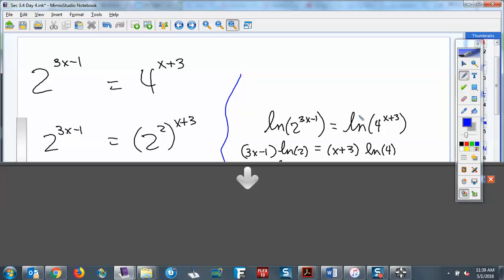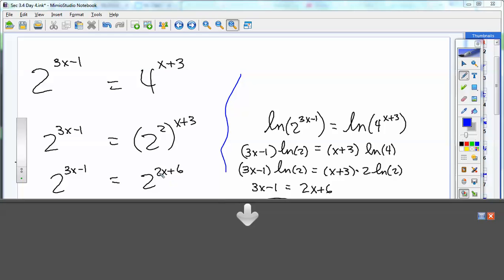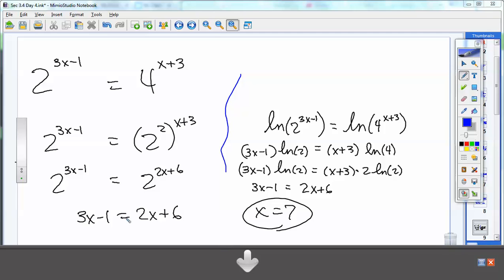Well, the one I left off was the 1-to-1 property, and that's what you can do. Since you can change the 4 into 2 squared, you could get both of them with a base of 2. How many people did this? You spend some time in Algebra 2 doing this kind of thing, so it doesn't surprise me you'd think that. So 4 is 2 squared. Power on a power, what do you do with it? Multiply. So that's going to be 2 to the 2x plus 6. So now we got them both with a base 2. So now we got 3x minus 1 equals 2x plus 6. So you subtract 2x from both sides, add 1, you get x equals 7.